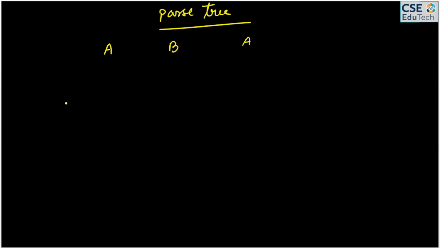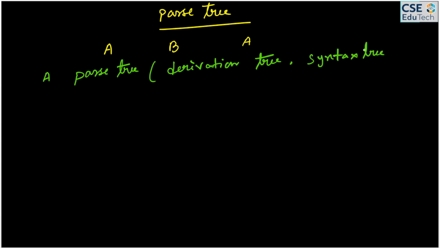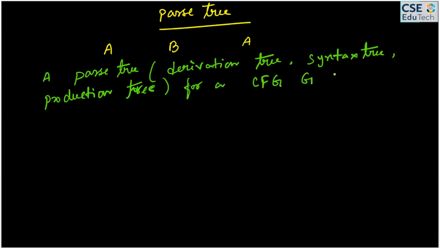Now we define the parse tree. A parse tree is also sometimes called the derivation tree, sometimes the syntax tree, sometimes the production tree, etc. A parse tree for a context free grammar, suppose G, has the following characteristics.